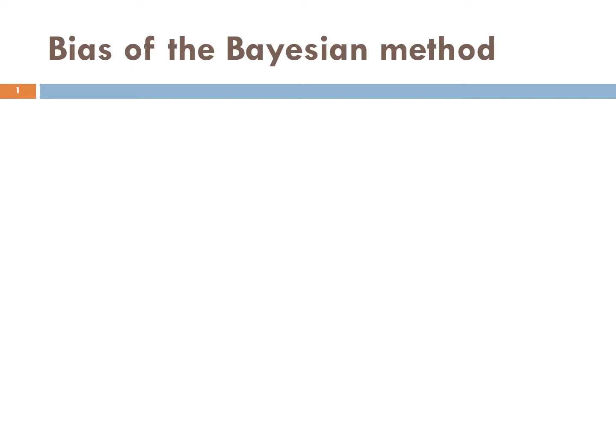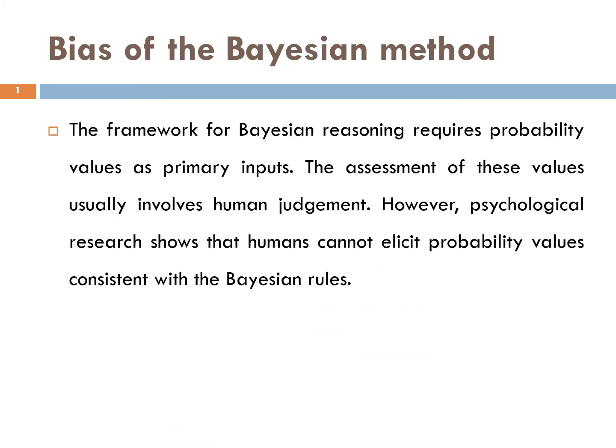We still continue our discussion in expert systems with the Bayesian rules. Okay, now we look at the example. We understand already how to use the Bayesian rule in the expert system. But now we look at what is the drawback of using the Bayesian method.